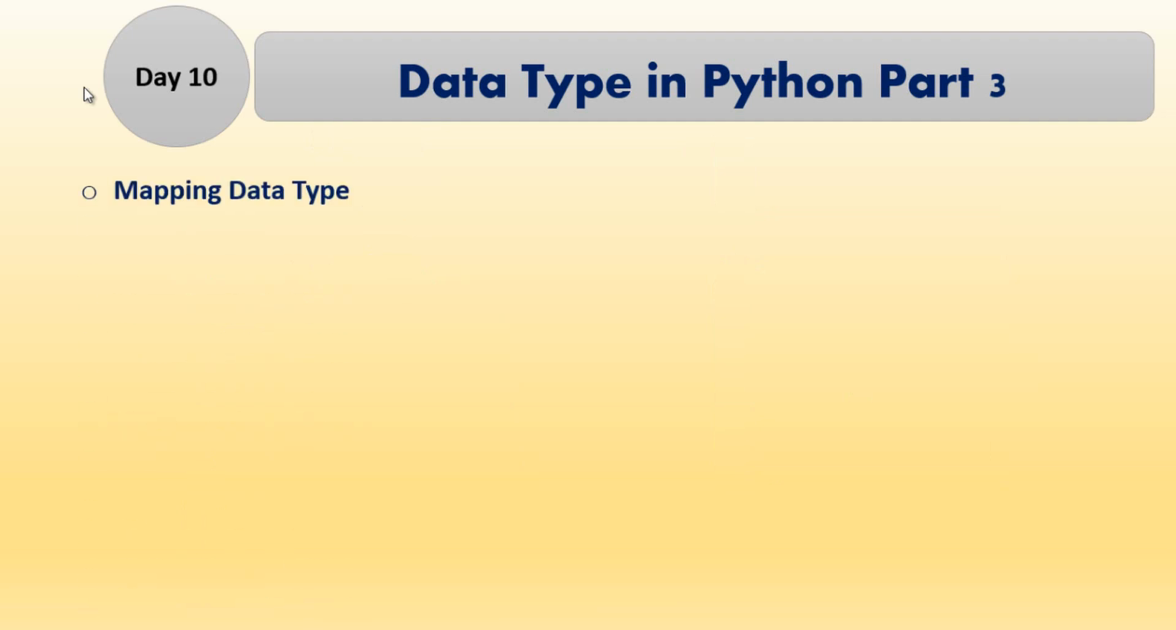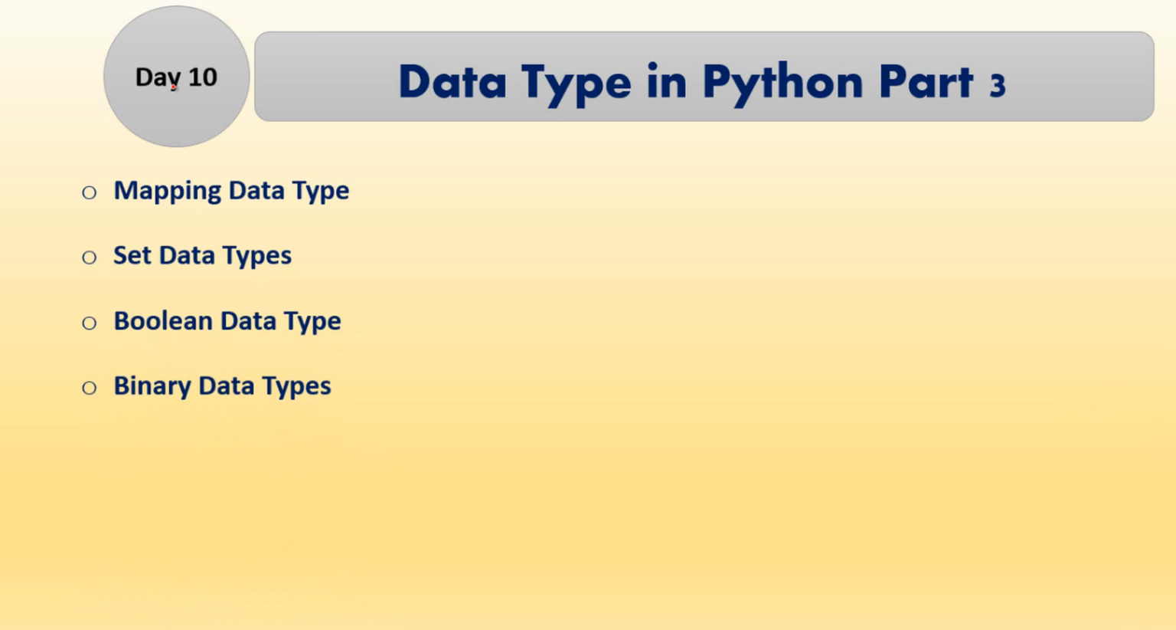At first, we will learn about the mapping data type, which is the type of data in Python used as a mapping data type. In other words, we can say that this is the dictionary data type. Another is the set data type. Another is the Boolean data type, and the binary data type. So these are the different data types that we will cover in part 3. So don't miss this lecture series, which will cover all these data types.